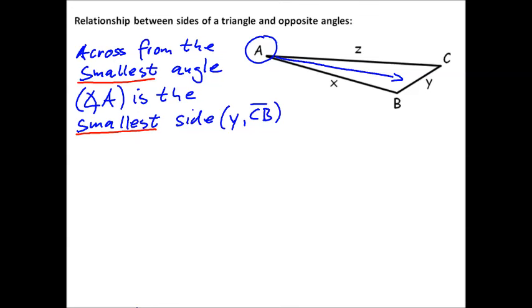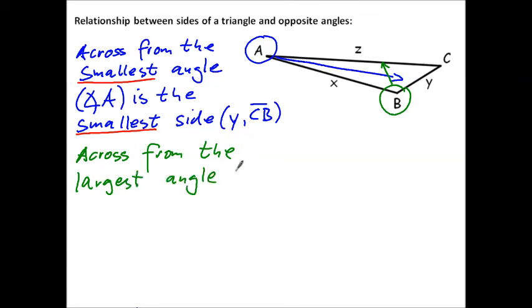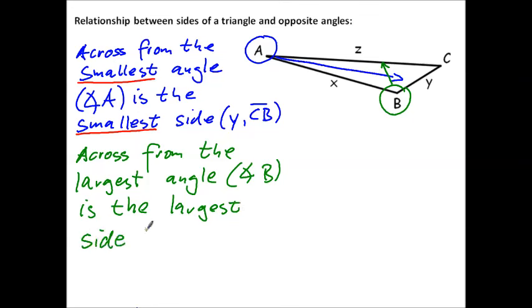Now let's look at our largest angle, and you can see that the largest angle in this example is angle B, and across from angle B is also the largest side of this triangle. Across from the largest angle, angle B, is the largest side, and that is the side that we call Z, or segment AC.